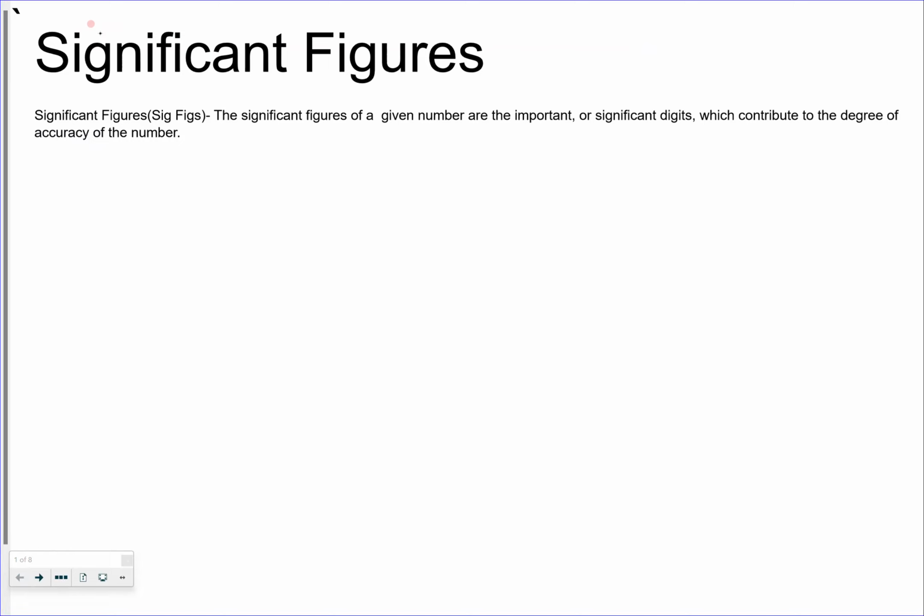Hello, this lesson is over significant figures. Significant figures of a given number are the important digits which contribute to the degree of accuracy of a number. Now, significant figures are important, especially when you're dealing with lab data, because they contribute to the integrity of a number. So if you display a number beyond the actual value that it was measured, you compromise the integrity of the number, which is obviously not good if you're conducting a lab where your results have to be very precise.